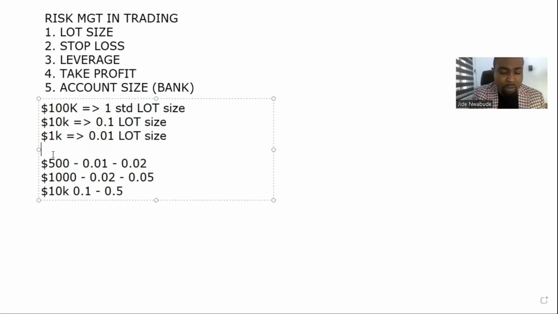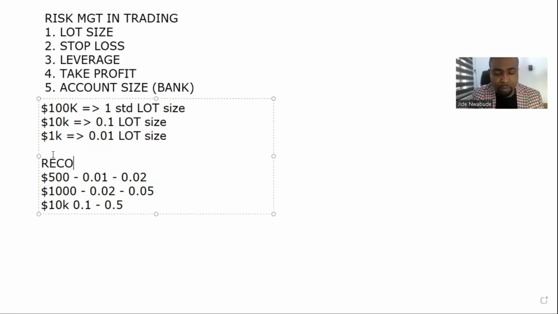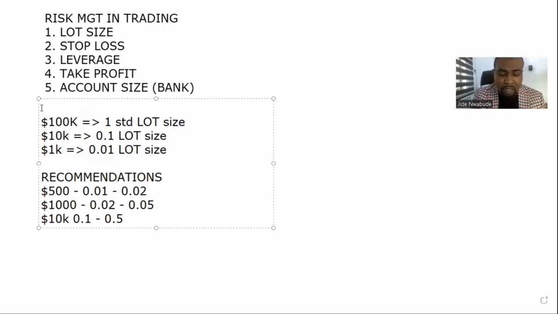So remember, these are recommendations. You can take them, you can throw them away, but this is standard. This is the standard practice that institutional traders use. This is how institutional traders trade.